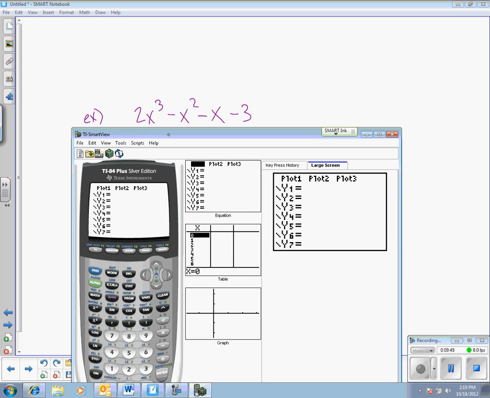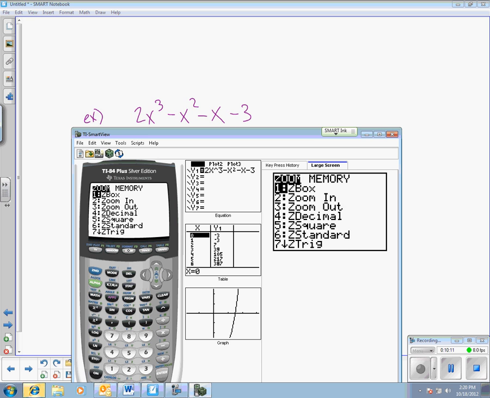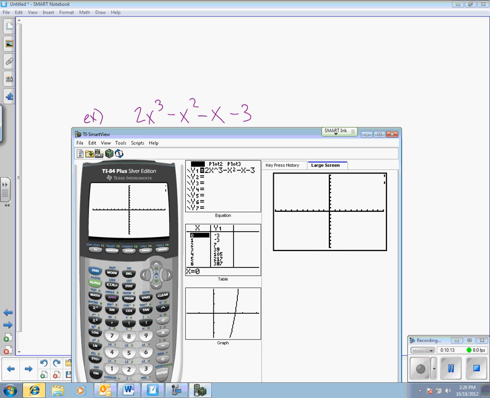So 2x cubed minus x squared minus x minus 3. Let's graph this thing and see where it crosses. Now zoom is still set to the other problem, so let me go zoom 6 to get a 10 by 10 window.